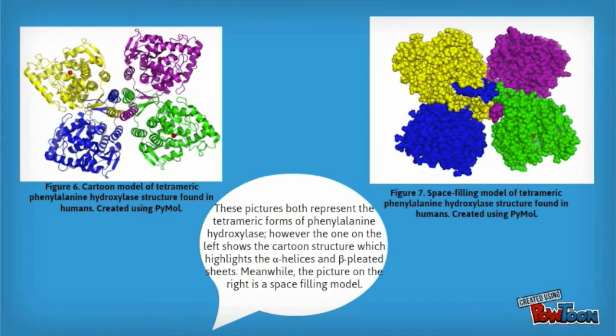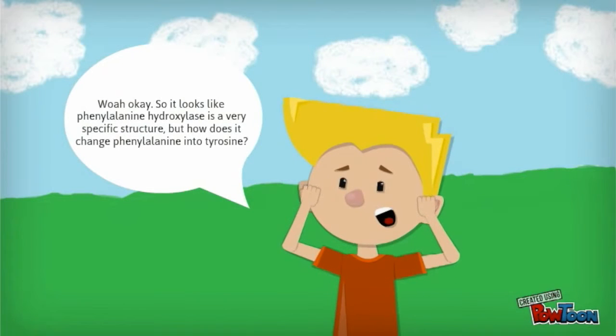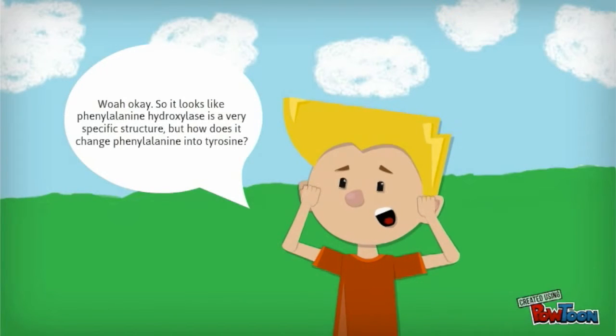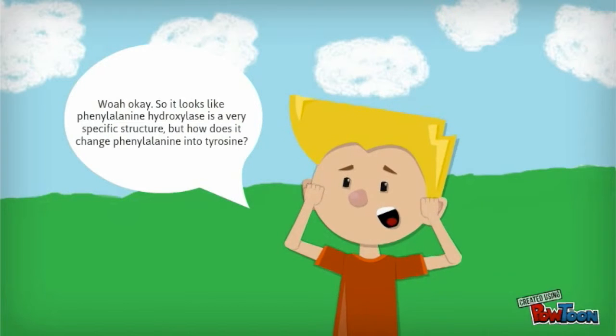These pictures both represent tetrameric forms of phenylalanine hydroxylase. However, the one on the left shows the cartoon structure, which highlights the alpha helices and beta-pleated sheets. Meanwhile, the picture on the right is a space-filling model. Whoa, okay. So it looks like phenylalanine hydroxylase is a very specific structure. But how does it change phenylalanine into tyrosine?